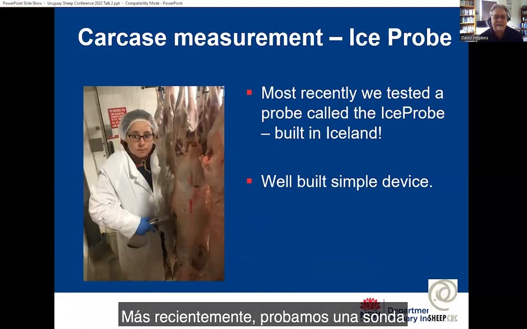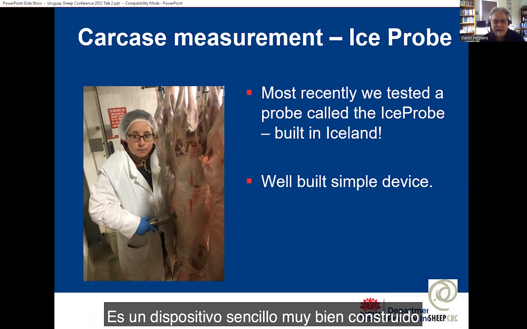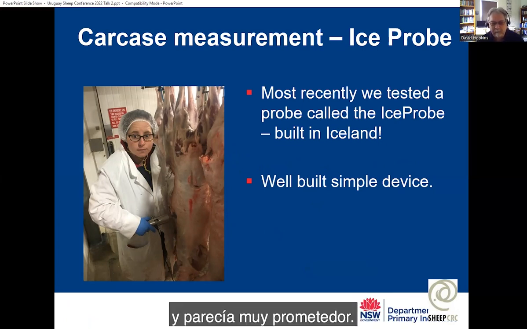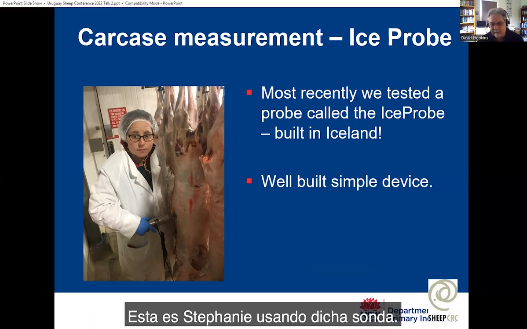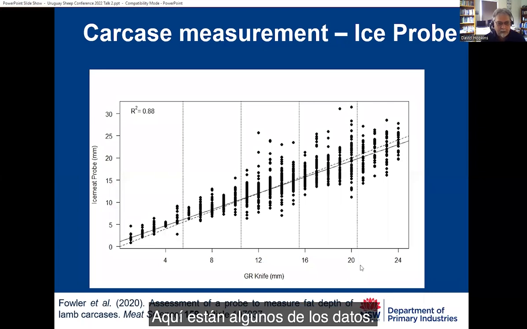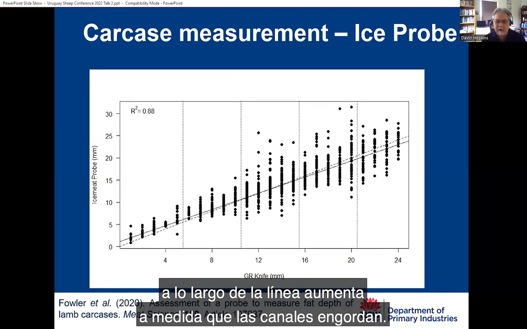More recently, we've tested a probe called the ICE probe, built in Iceland, funny enough. It's a very well built, simple device, and in our eyes showed a lot of promise. And this is Stephanie using that probe again. And here are some of the data. And we can see that it looks like basically it's doing a pretty good job in terms of estimating right across the range, so as you get fatter. But you do notice that the spread around the line gets greater as the carcasses get fatter.